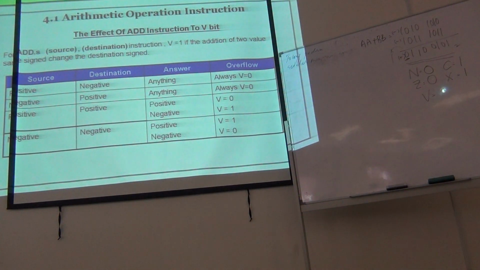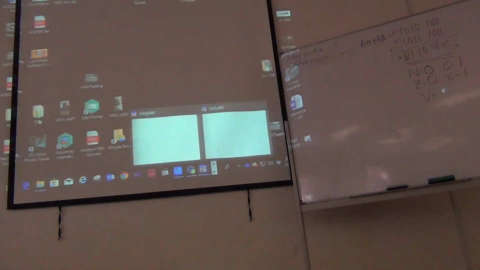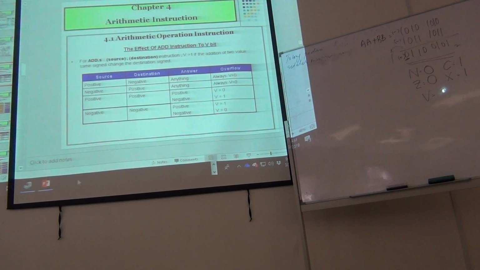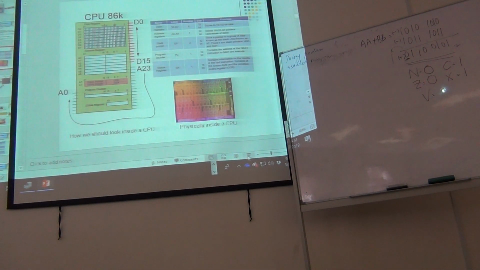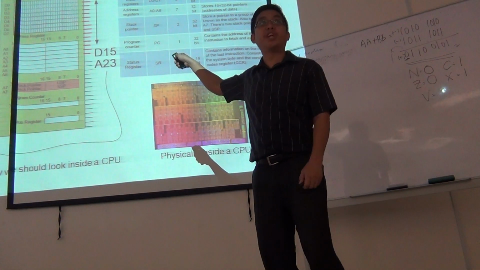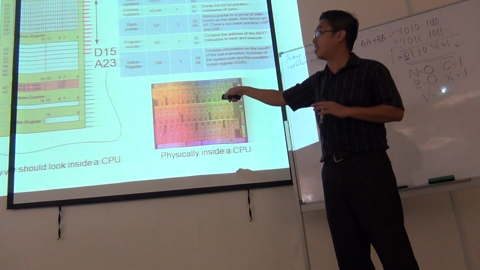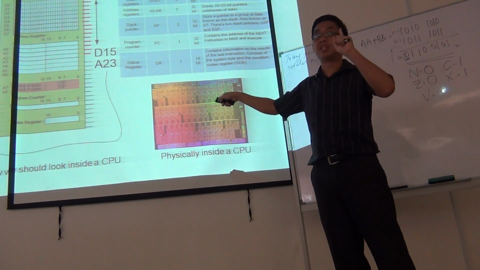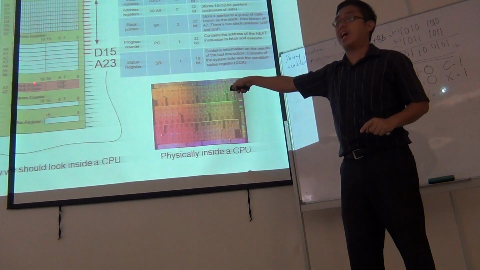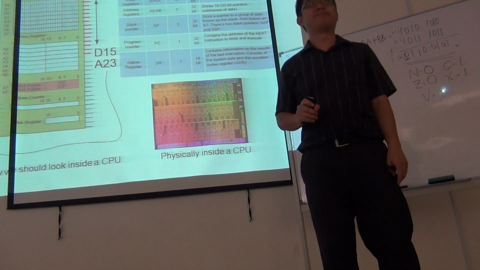Oh, before that, we just need to look at the program counter. This is also another important register that we need to understand. So far I do cover the data register. I also covered the address register. Only A7 is not yet. A7 is one chapter. It's a stack pointer. Then I cover this one already. Now I want to cover this one. Program counter.